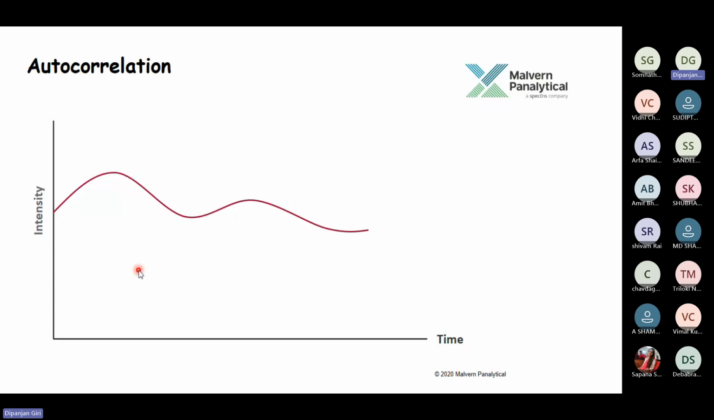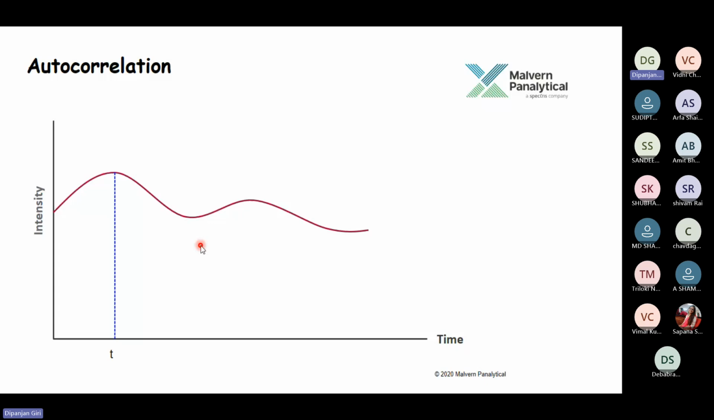Let's say you have a signal like this, intensity versus time, and there is some variation in the intensity because it is fluctuating. This is what we are trying to capture. Now, the autocorrelation is derived by comparing the signal at a particular time t with the signal after some interval, let's say delta t.